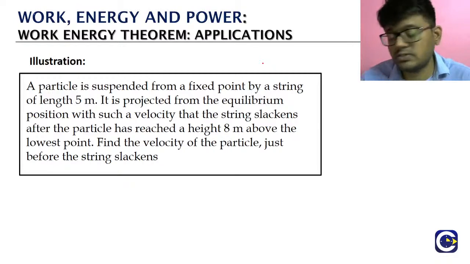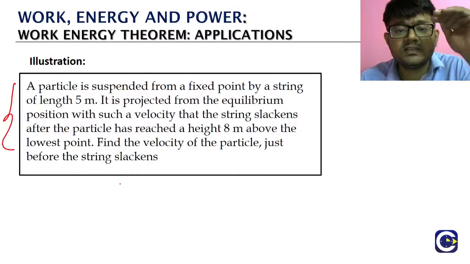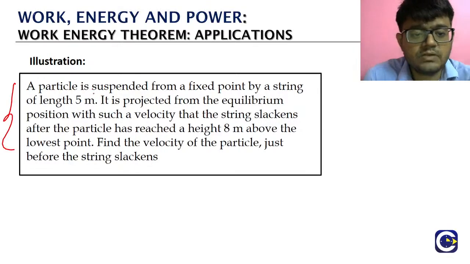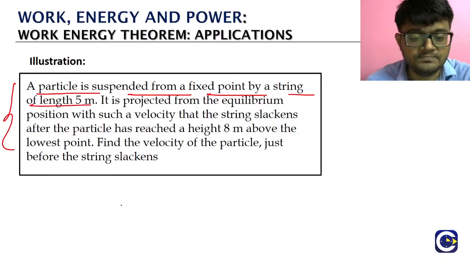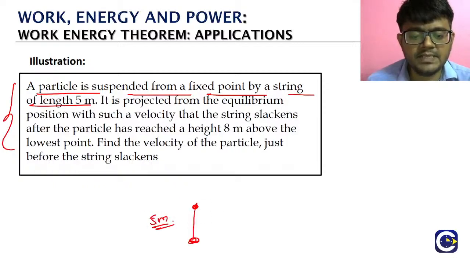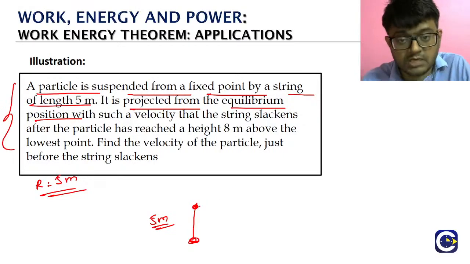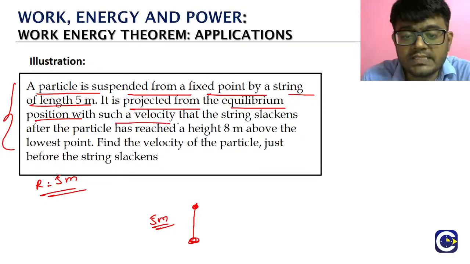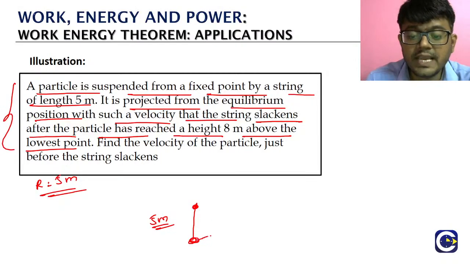So அடுத்த question பாருங்க. These are the kind of questions where they will ask about the slacking. So question என்ன? A particle is suspended from the fixed point by a string of length 5 meter. So length 5 meters means the radius of the circular path is 5 meters. It is projected from the equilibrium position. Equilibrium position na, what is it? The bottommost point. With such a velocity that the string slackens after it has reached 8 meters above the lowest point.